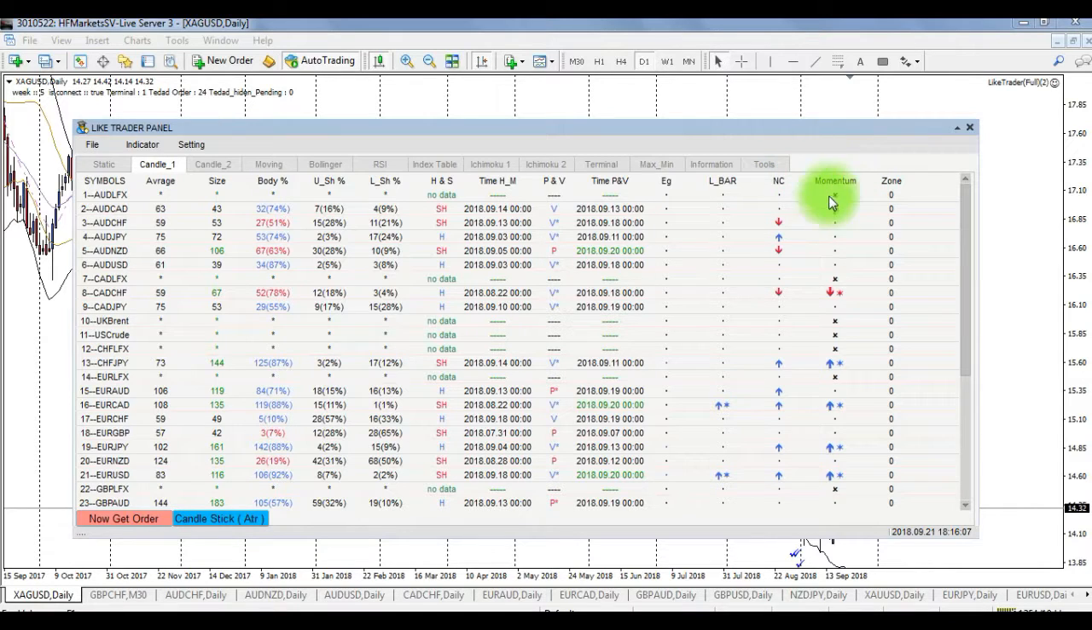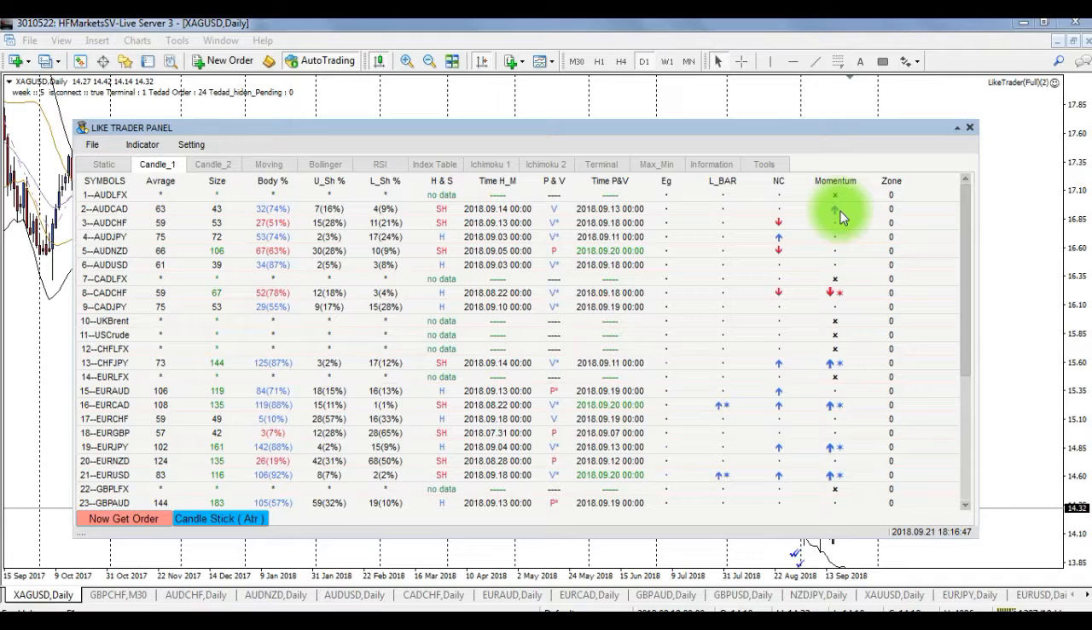Momentum. Like Trader, in this column, examines the type of constituent structure of the candlestick according to complicated calculation. If the constituent structure is descending, it is shown by a downward red arrow. If the constituent structure is ascending, it is shown by an upward blue arrow.